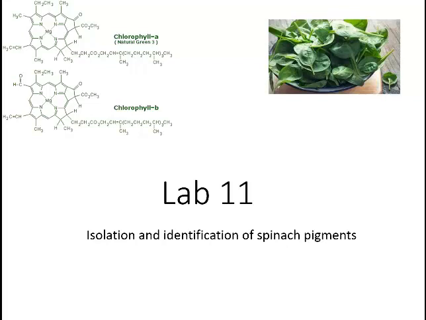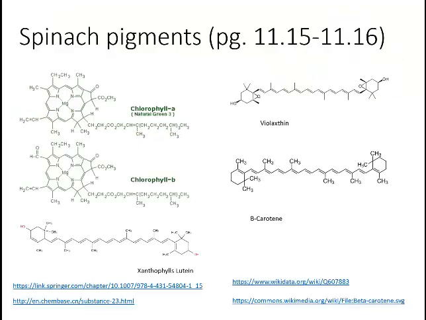All right, so welcome to the pre-lab for Lab 11, the isolation and identification of spinach pigments. In your lab manual, you actually have pictures of the spinach pigments. So there are several different ones. There's chlorophyll A, B, and these other ones, including beta-carotene, which you may have heard before. These structures are very common to how you would see structures drawn in organic chemistry. You'll notice that there appear to be some elements missing.